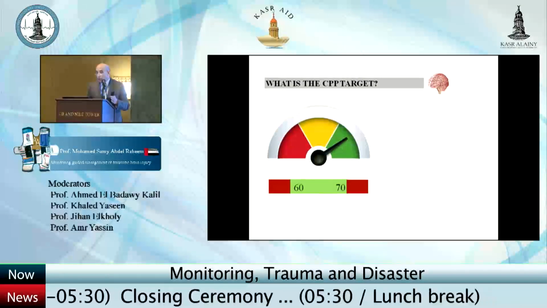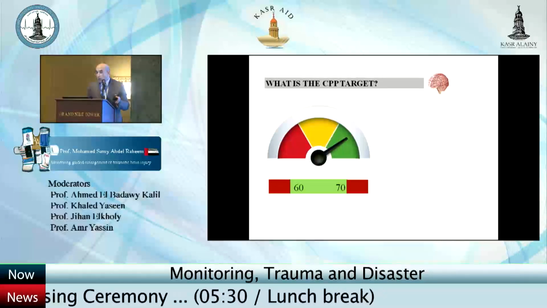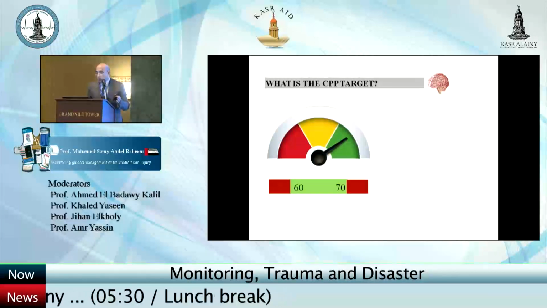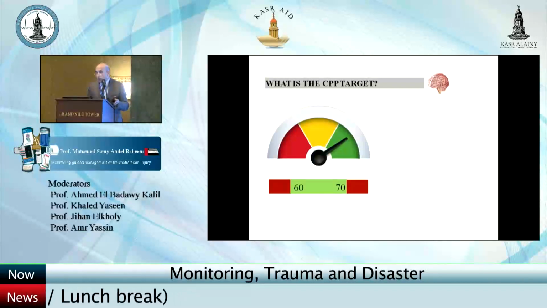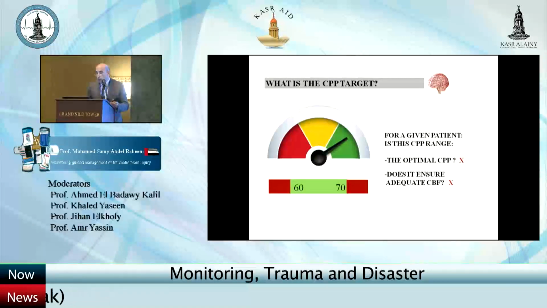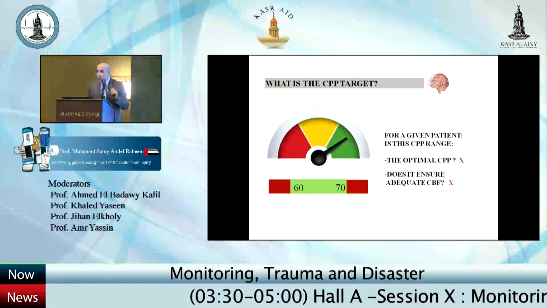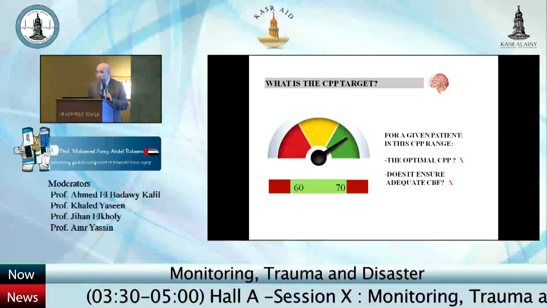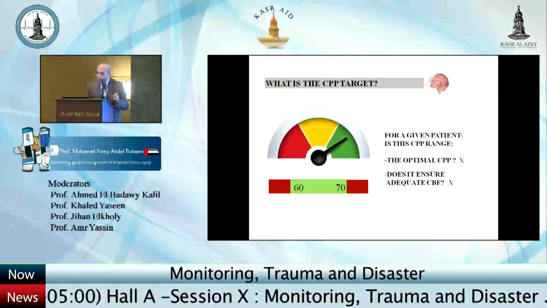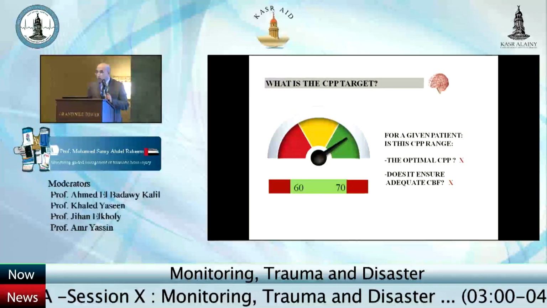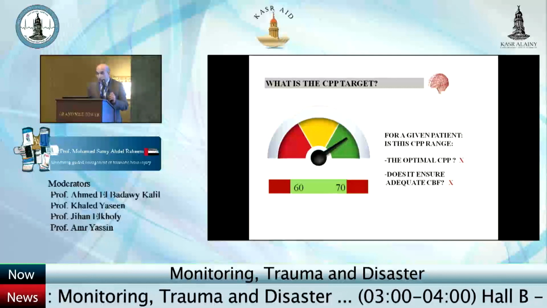So this is actually the highest and the lowest limits of the autoregulation. We shouldn't go below 60, we shouldn't go above 70. But for a given patient, let's ask ourselves, is this range of cerebral perfusion pressure the optimal CPP? Is it the CPP at which or below which ischemia happens? And does it ensure adequate cerebral blood flow in every patient?